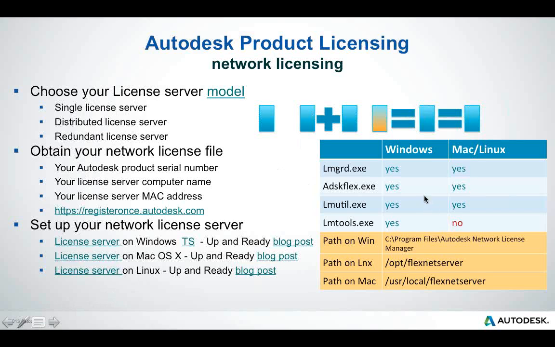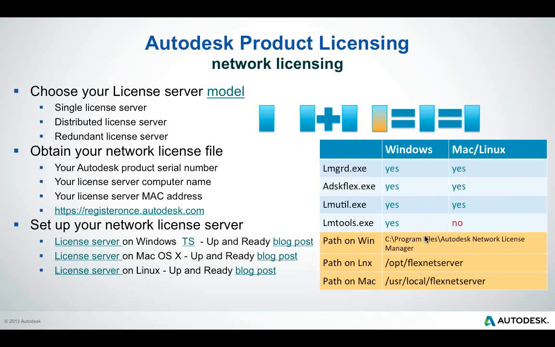Okay, let's move on. Before I move on, regarding the license server tools: if you have installed them on the Windows side, you guys know that when license server tools are installed on your Windows system, four files are created in the C Program Files Autodesk Network License Manager folder, such as LMGRD, ADSK Flex, LMUtil, and LM Tools.